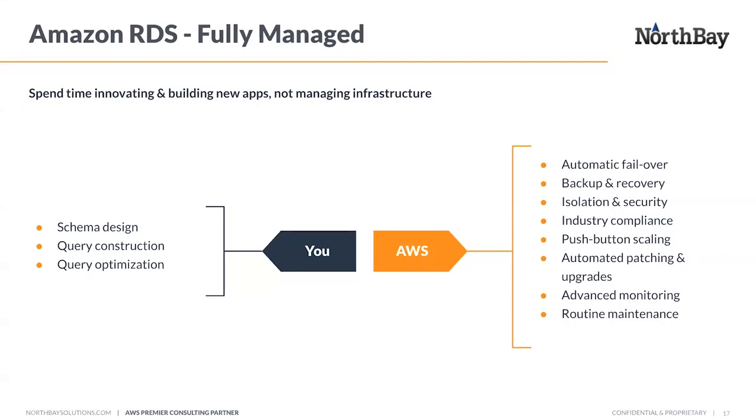Automated patching and upgrades, advanced monitoring, routine maintenance. We'll talk about monitoring later, but advanced monitoring is notable because it has a lot of tools which generally are not part of the database itself. We used to end up buying them from some third party, but AWS has a quite interesting monitoring tool that is built into AWS RDS as a service. Basically, it's available as an option for you.